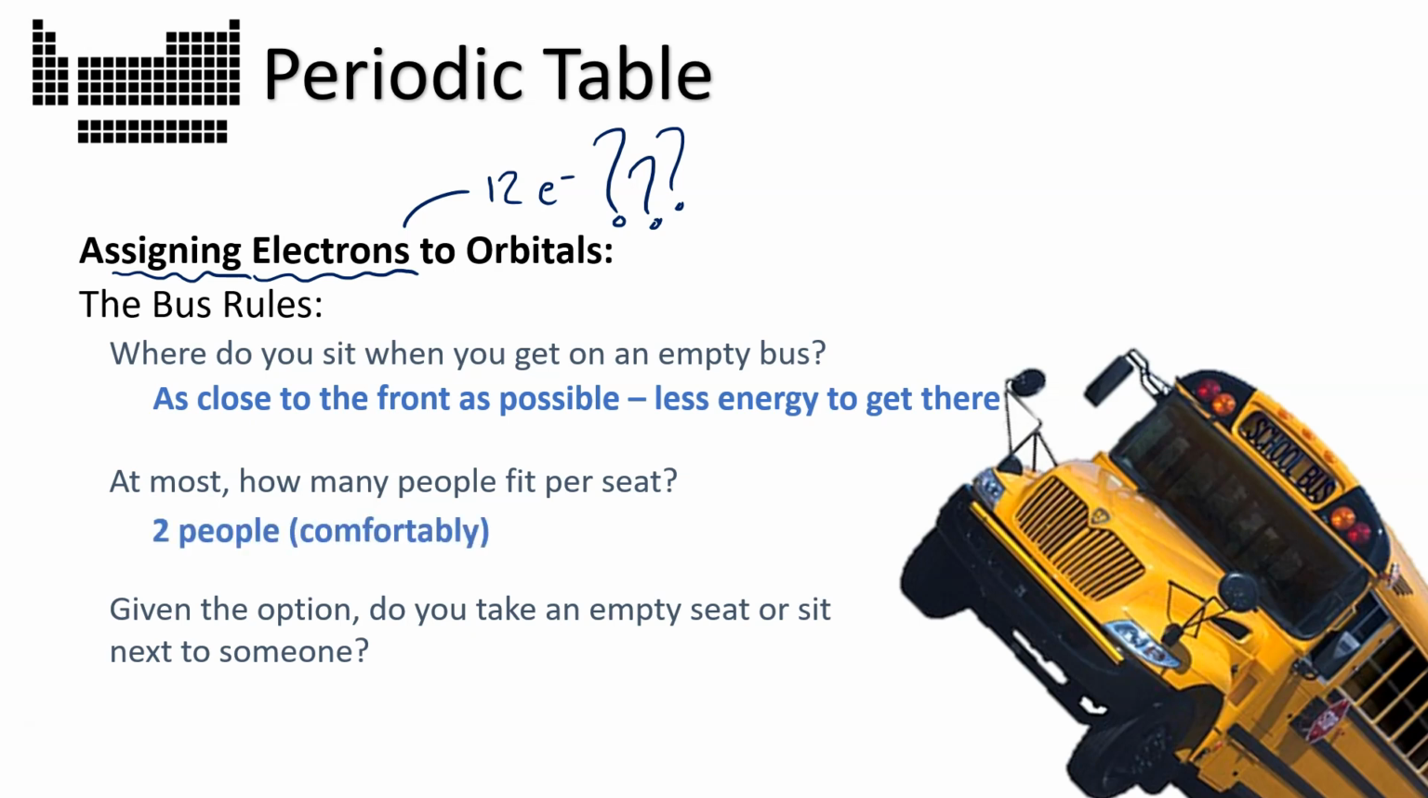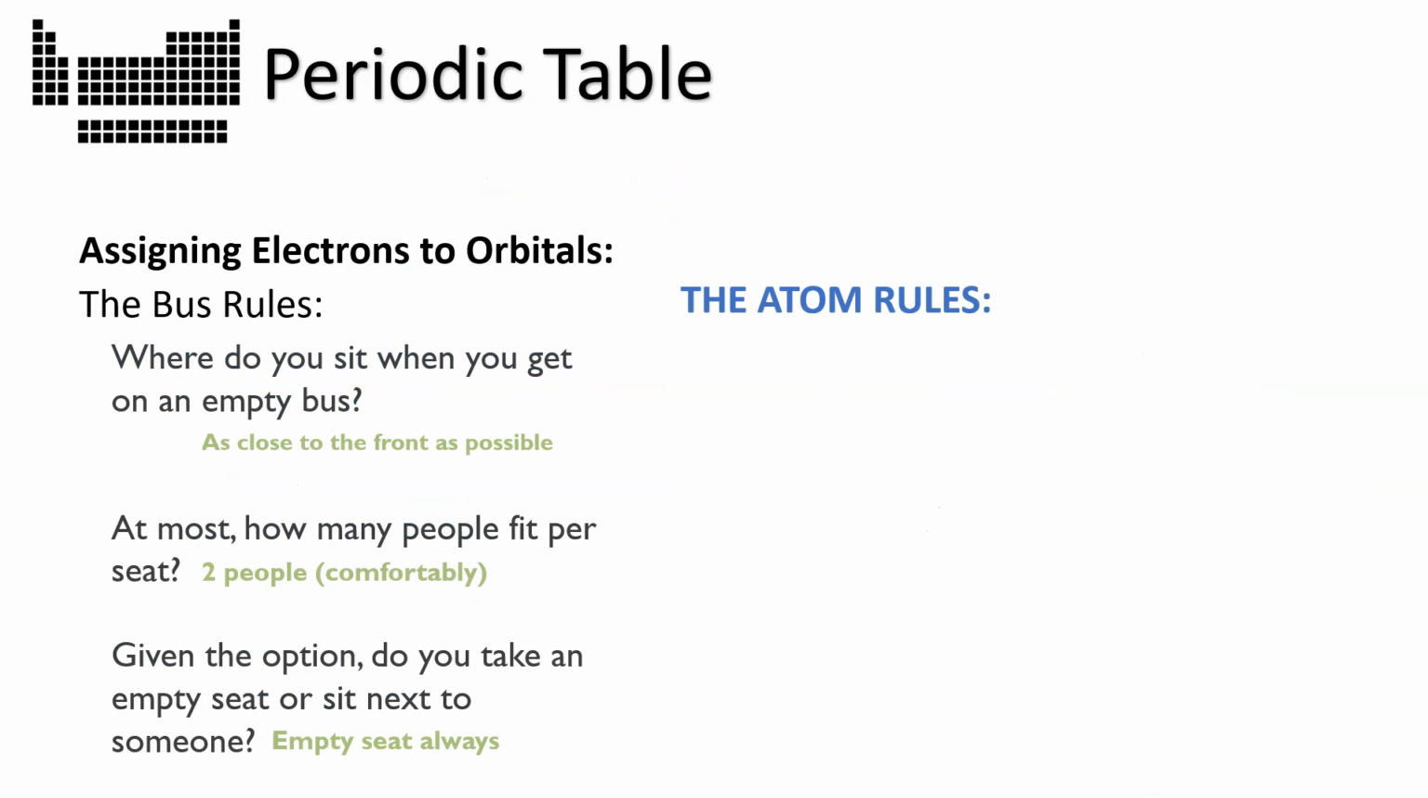How many people per seat? About 2, right? I know some of them are a little bit bigger, but comfortably 2 people per seat. And given the option, do you take the empty seat or sit next to someone else? You're going to take the empty seat when it's available. Keeping those same things in mind, I've shrunk them down and put them on the left-hand side of the screen. Let's do the same for atoms.